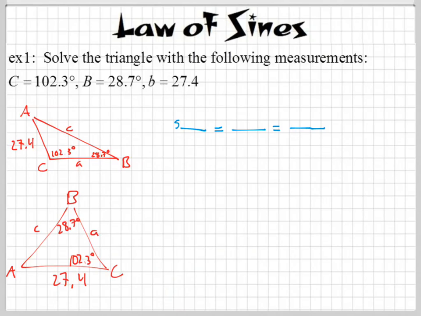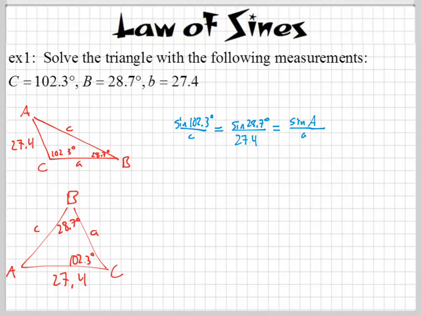Okay. So sine of 102.3, it doesn't matter if you put them on top or bottom, is over C. And then sine of 28.7 is over 27.4. And the last one, we don't know that angle yet. Sine of A, at least it wasn't given to us, over A.